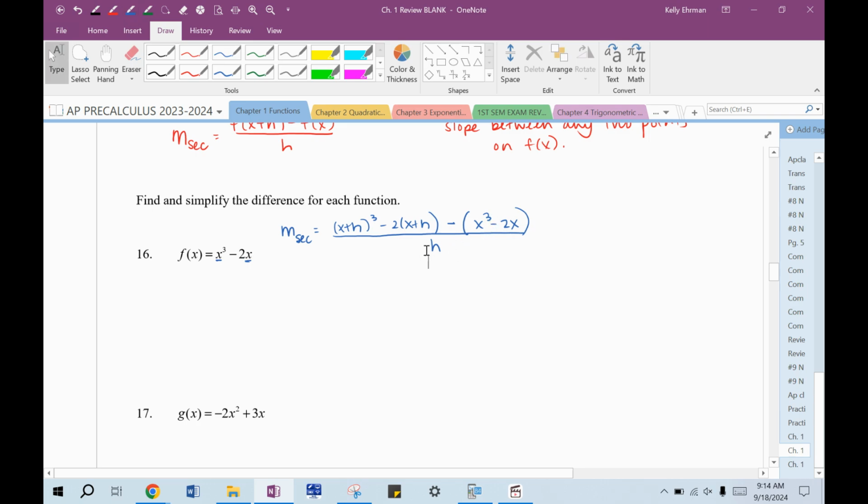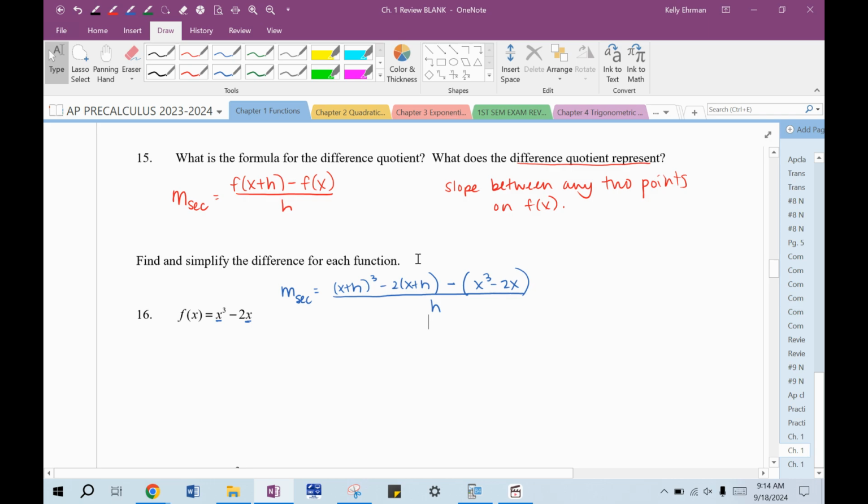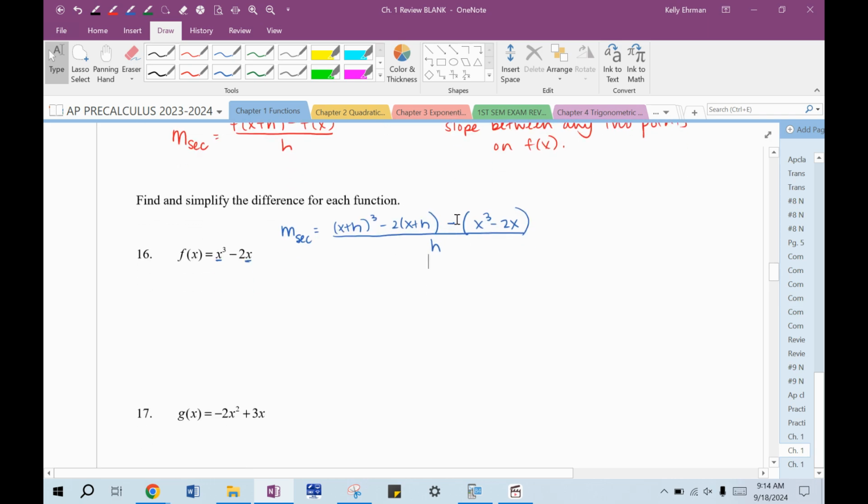Do not skip the all over h part. It doesn't take long to write. You should be trying to write legibly enough that you can fit that in your work. I just want you to have precise math.